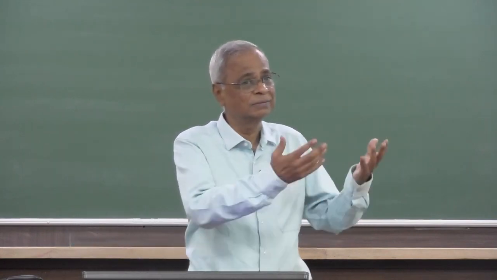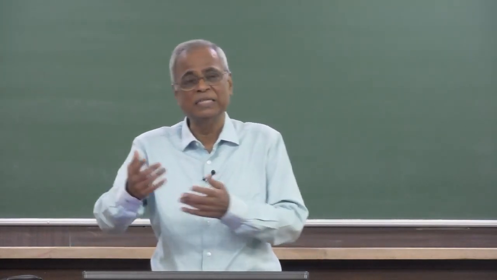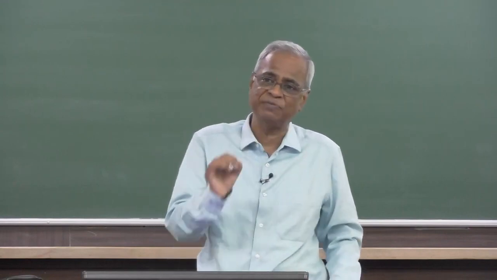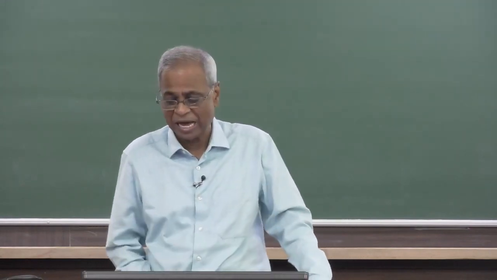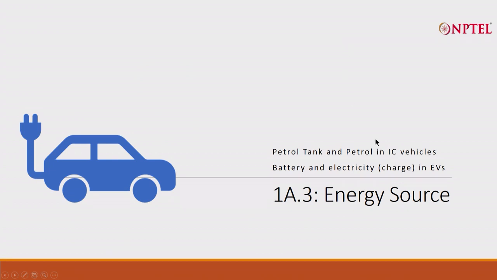A petrol tank is there for a petrol or internal combustion engine vehicle, it is called an ICE vehicle, internal combustion engine, ICE, not IC but ICE vehicles. And for an electric vehicle, there is a battery, and electricity is charged in electric vehicles. So the battery is filled with electricity, the petrol tank is filled with petrol, and that is the source for this. Let us talk about the difference between the two sources.